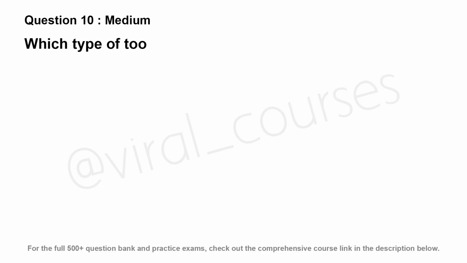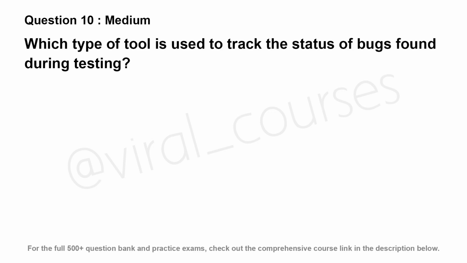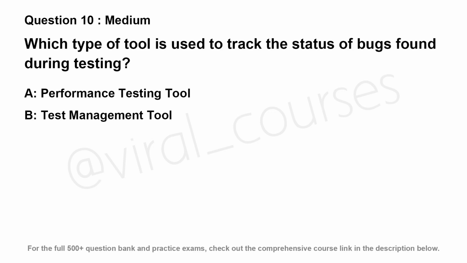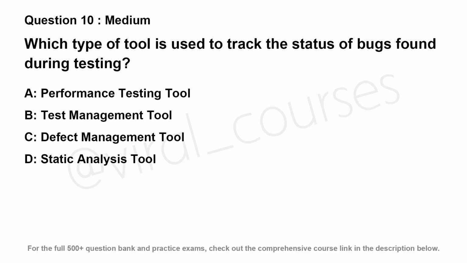Which type of tool is used to track the status of bugs found during testing? Option A, performance testing tool. Option B, test management tool. Option C, defect management tool. Option D, static analysis tool.